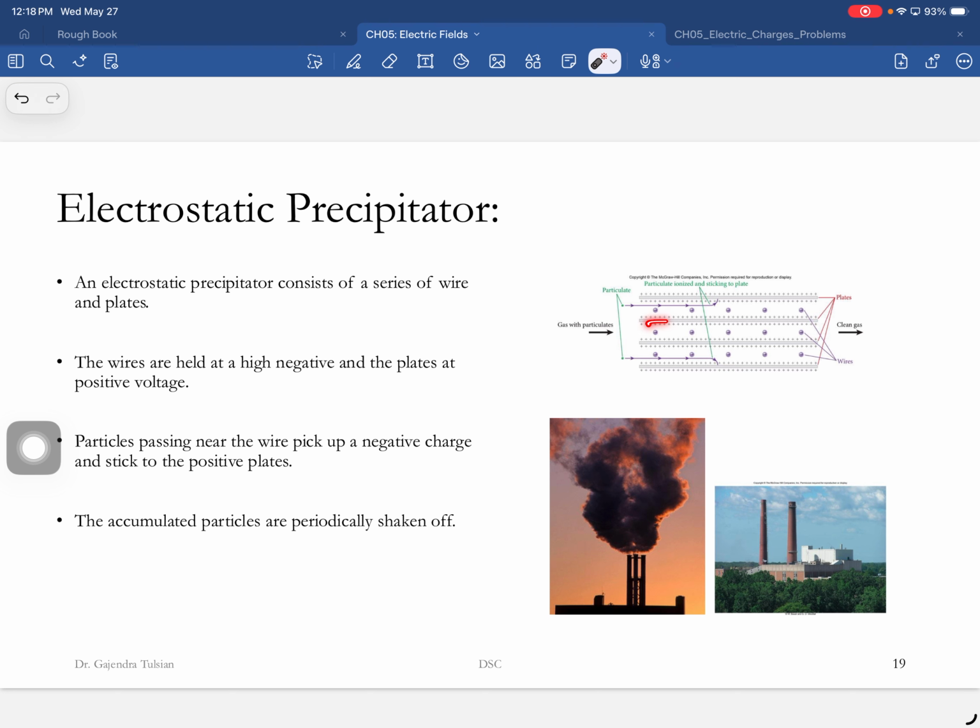You see, these are metal plates, and these are wires. You put these wires between the metal plates, and what you do is you connect maybe 100,000 volts to the wire and the metal plate. The wire is at negative voltage. If you connect a high negative voltage to the wire, it'll spit out electrons.